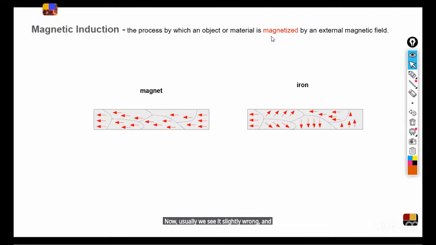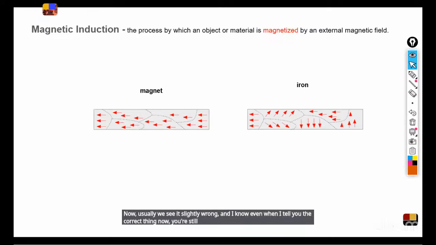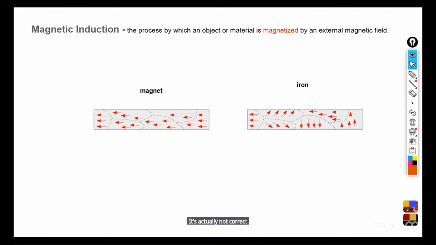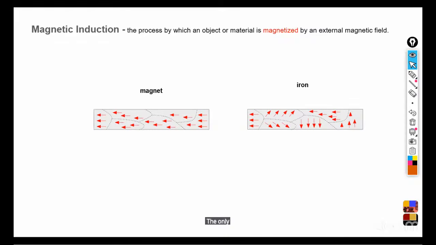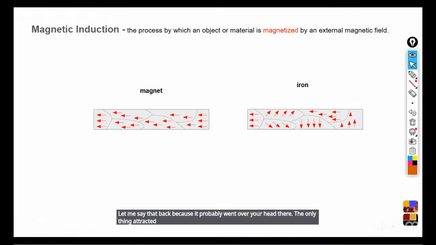And I know even when I tell you the correct thing now, you're still going to say the wrong thing when you go out in public. It's actually not correct to say iron is attracted to a magnet. It's also not correct to say steel is attracted to a magnet. Let me explain why. The only thing that's attracted to a magnet is actually another magnet. Let me say that back because it probably went over your head there. The only thing attracted to a magnet is another magnet.